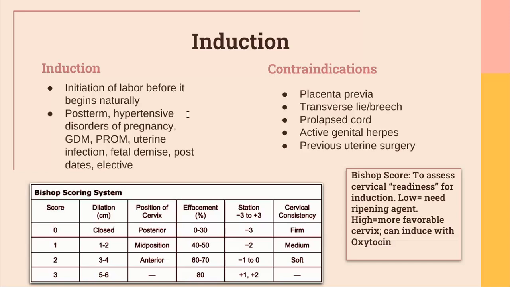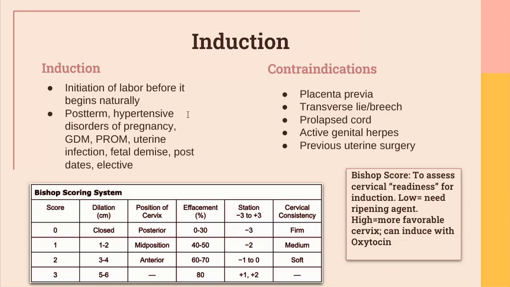A contraindication to an induction would be placenta previa, so we talked about that in Mod 1. If the placenta is lying before the fetus in front of the cervix, that's not going to be something that you're going to induce, especially if she's 39, 40 weeks, you're looking at a possible surgical birth for that. If the baby's transverse lie or breech, they're not going to be induced.